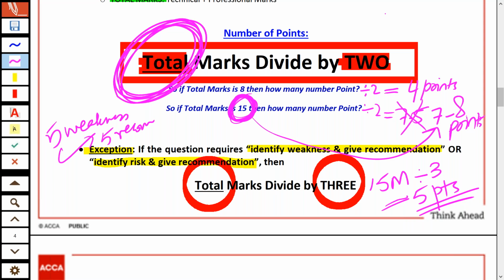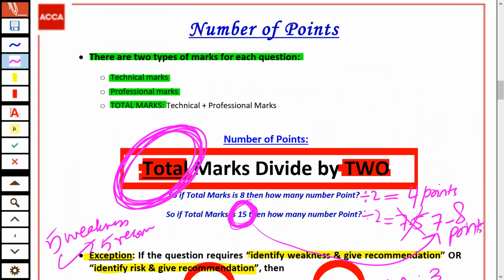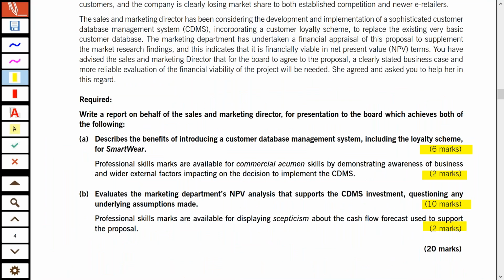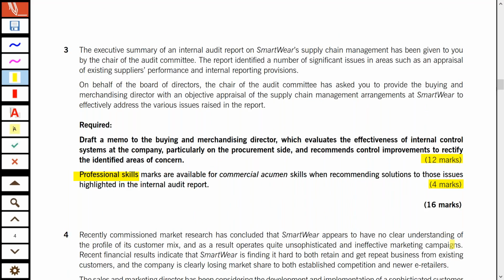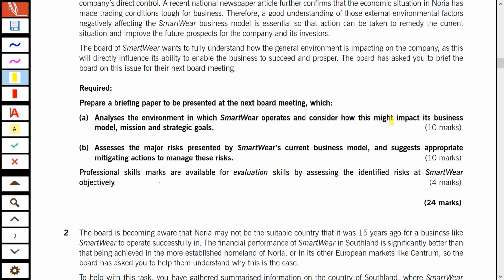Think about it. If it's a normal question, total marks divided by 2. Total marks, not technical marks. Okay, total marks divided by 2. So let's take this example. This is an actual SBL paper. Analyze the environment in which Smartware operates and consider how it impacts its business.